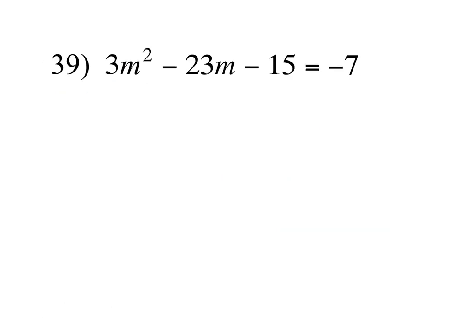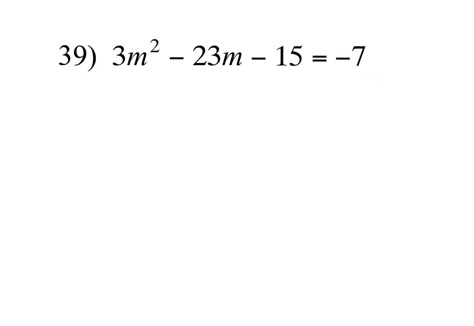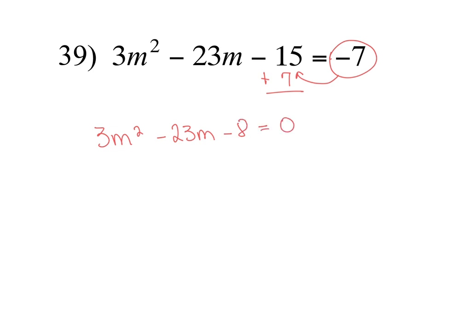Once again, not in standard form because I have a number on the right side. Once again, just like we did earlier, I need to move it to standard form before I ever start, which means I need to take this -7 and move it over. You are going to combine it with its like term. It will become a +7 on this side, so I'm going to combine that with the -15. So I have 3m squared minus 23m, and now I have a -8 equals 0. That is standard form.